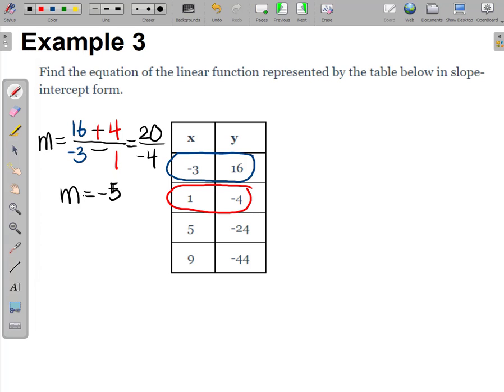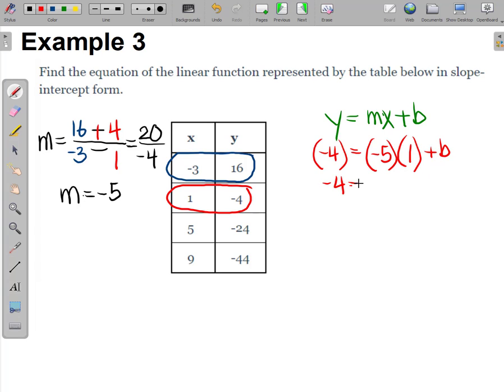Good. I've got my m value. Now I have to go ahead and find b. So I'm going to write y equals mx, I'm going to try to anyways, plus b. I think the easiest point is to use 1 and negative 4 here. So I'm going to plug in negative 4 for y. My m value is negative 5. That's what I just found. And then my x value is going to be 1. So I would have negative 4 is equal to negative 5 times 1 plus b.